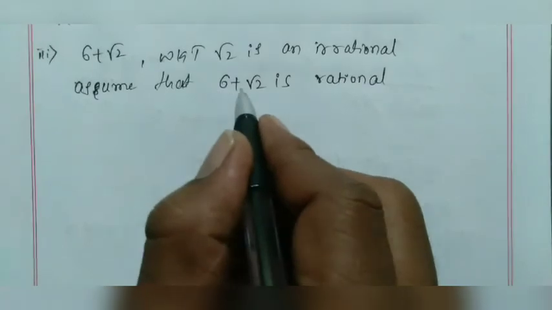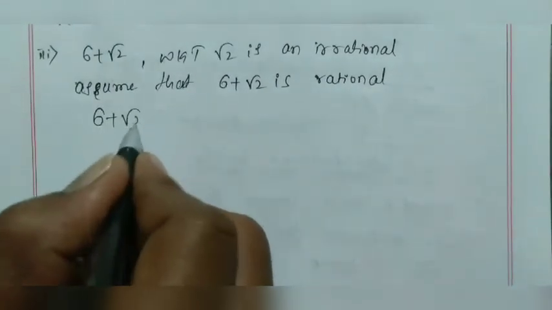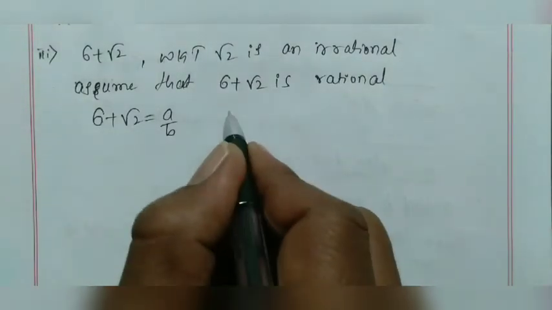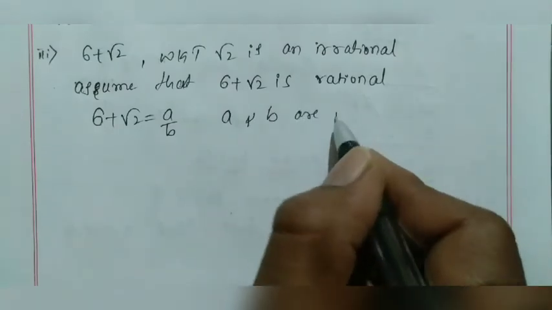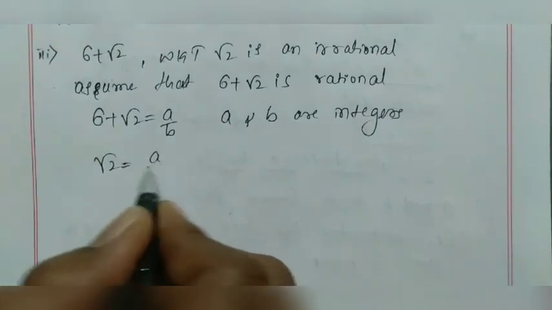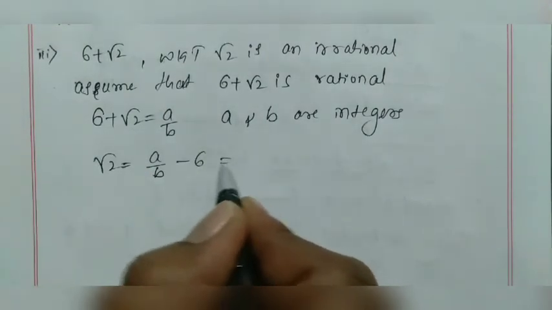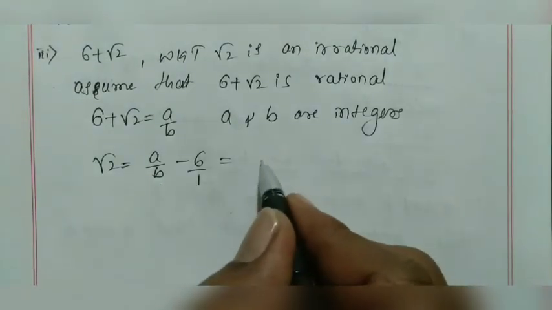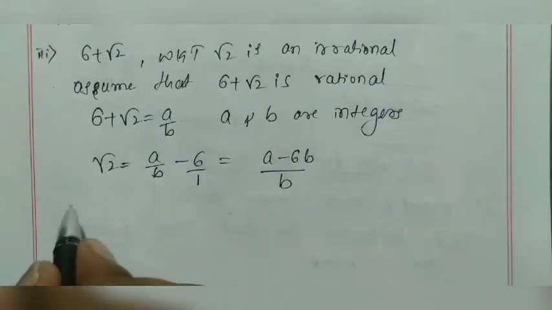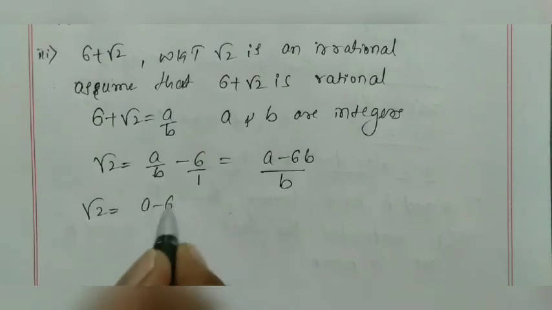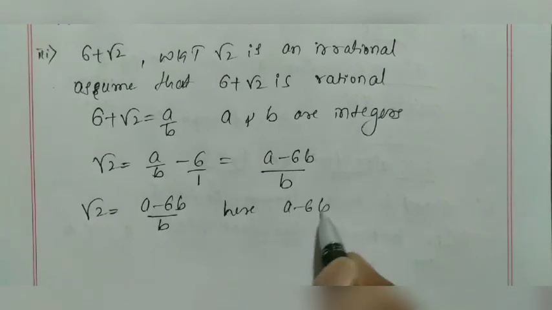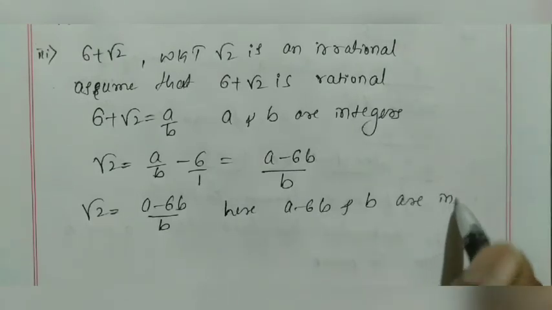If 6 plus root 2 is rational, then it is in the form of a by b. 6 plus root 2 equals a by b, where a and b are integers. So root 2 is equal to a by b minus 6, so the denominator is b, a minus 6b divided by b. Here a minus 6b and b are integers.